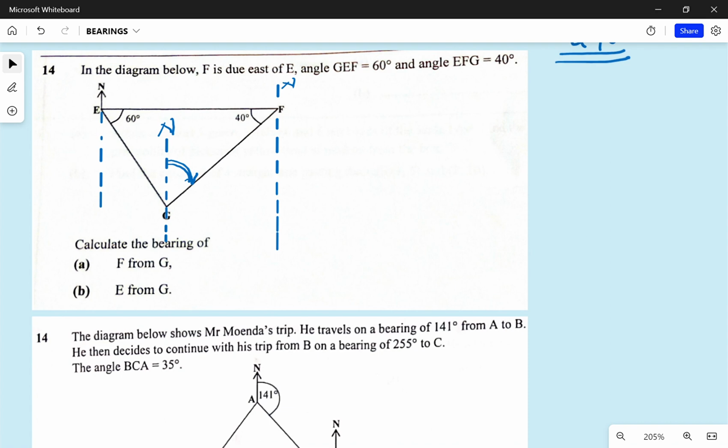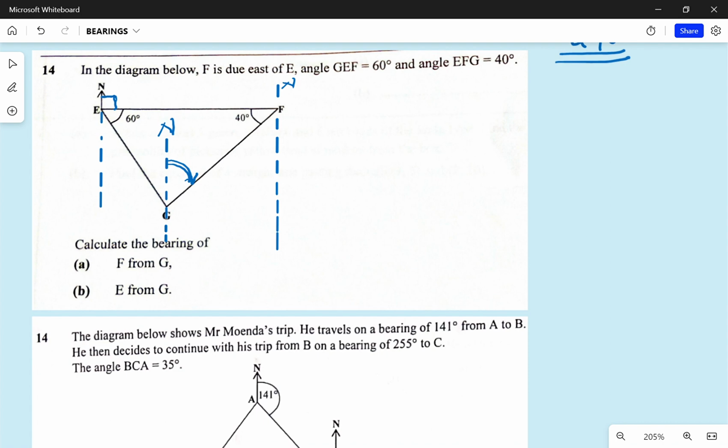Now you will discover that we have been told that F is due east of E. Meaning the angle at E here is 90 degrees. When we say due east, it simply means there's a 90 degrees somewhere. So that is our 90 degrees. Now 90 degrees plus 60 degrees, it is going to give you what?